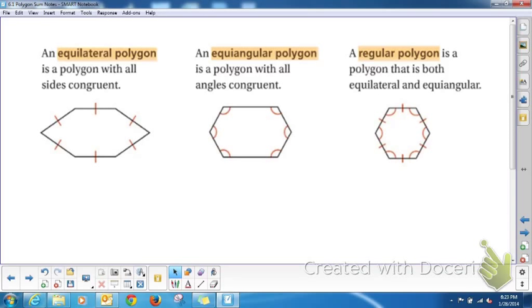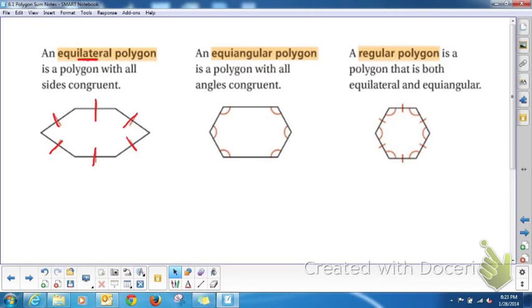So take a minute to fill in the vocabulary in your note template. An equilateral polygon. The definition of an equilateral polygon is a polygon with all sides that are congruent. Equilateral. Lateral meaning sides. And draw the picture. Remember, these little hashtags mean these are all congruent to each other.